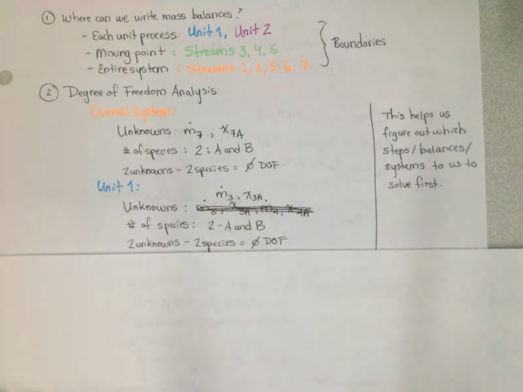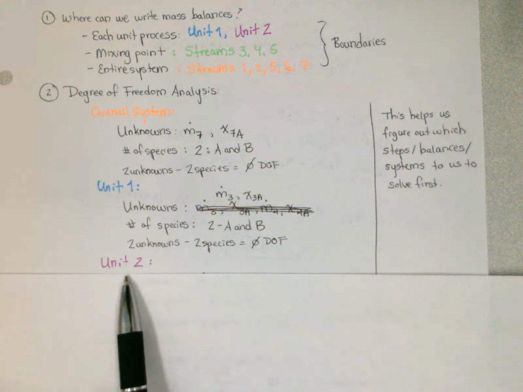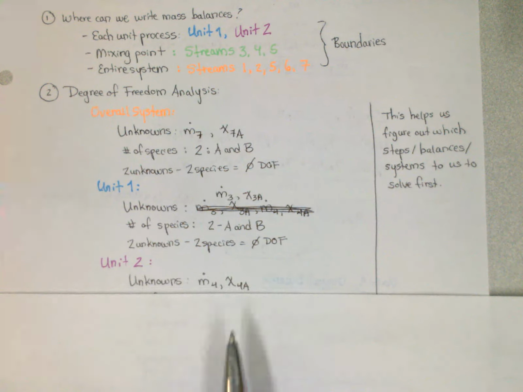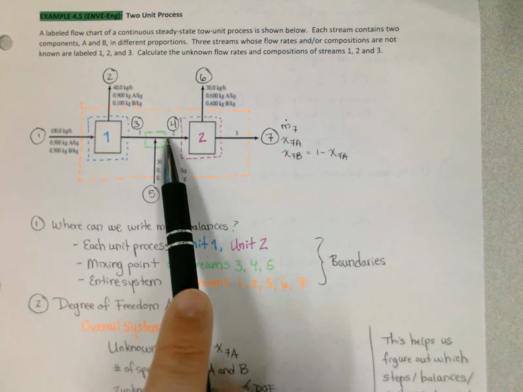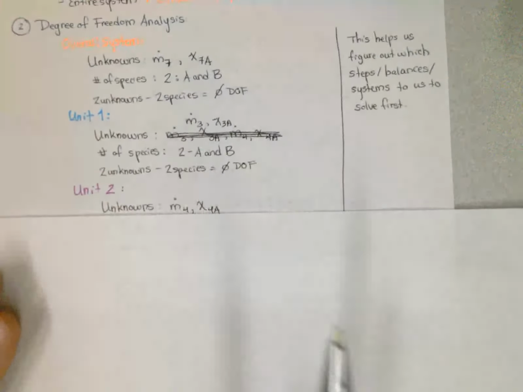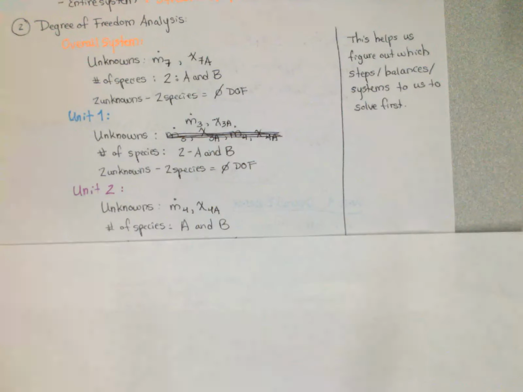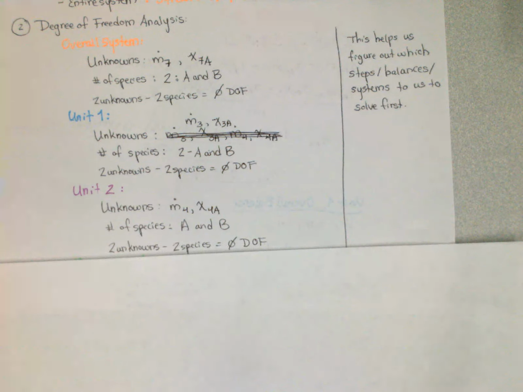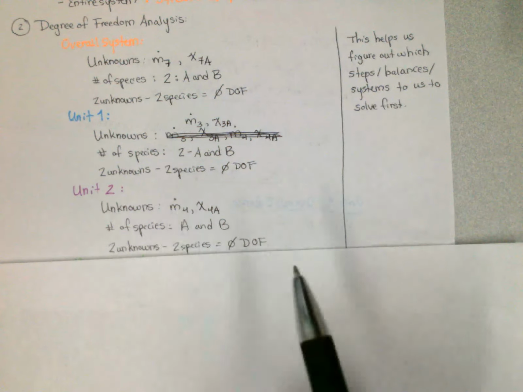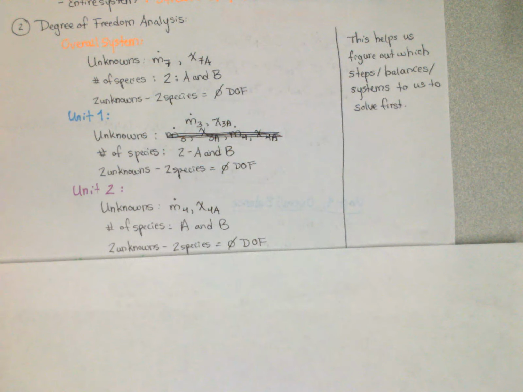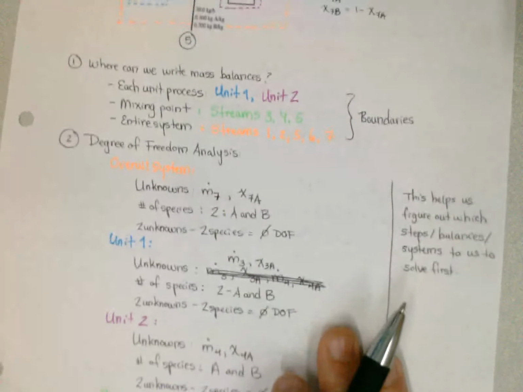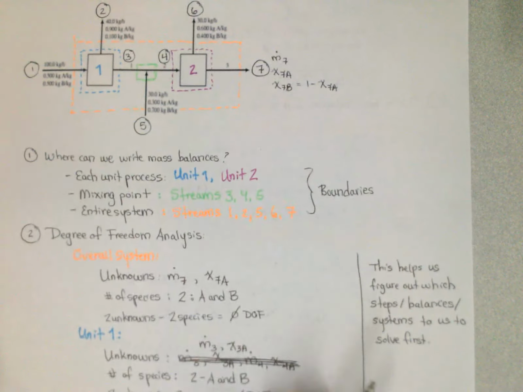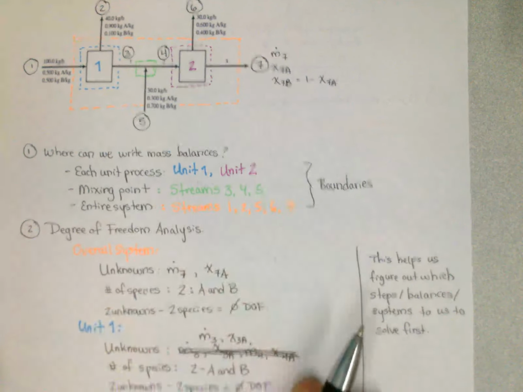Then we can look at unit 2 and we can say in unit 2, well, only what's in stream 4 right here is unknown. Same thing, 2 unknowns, 2 species, 0 degrees of freedom. We can find M4 by using unit 2. And then lastly, we have the mixing point. At the mixing point, we only know what's coming in for 5.